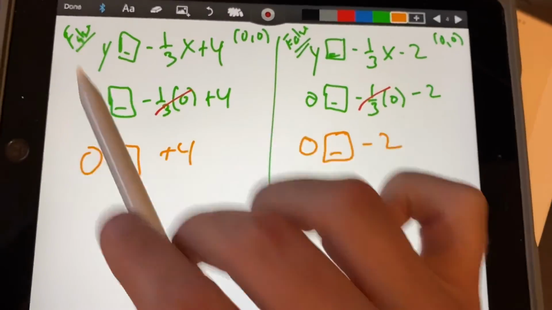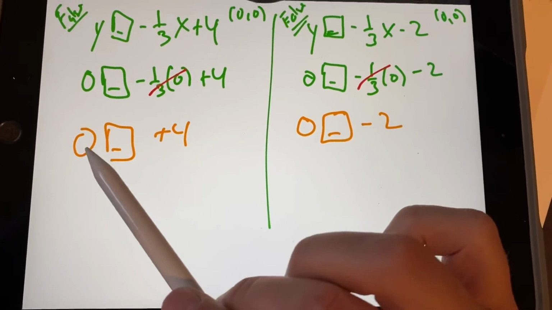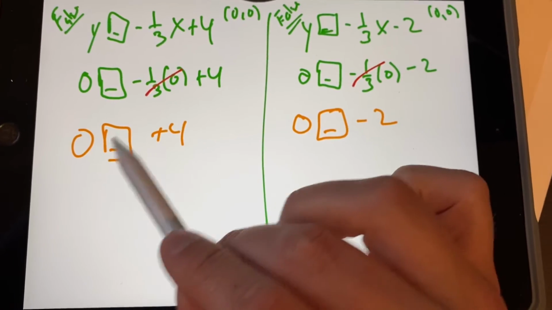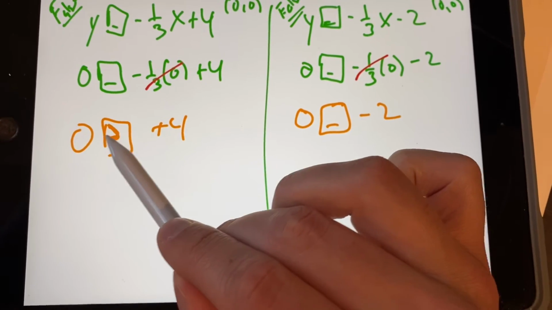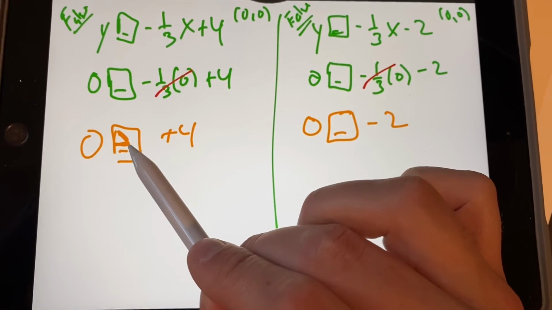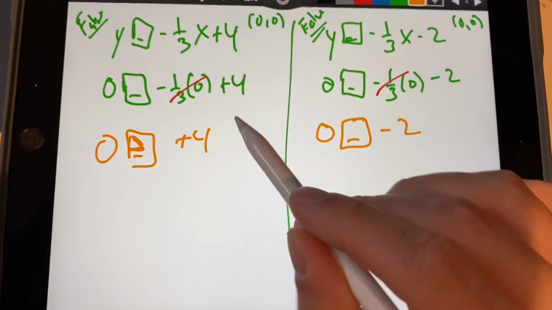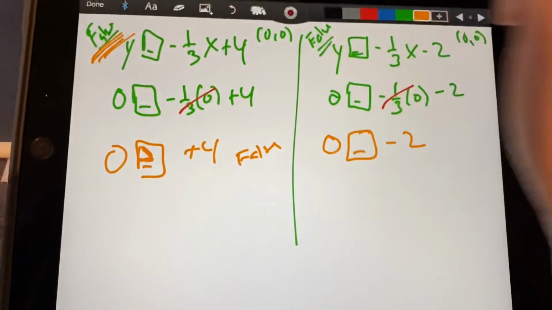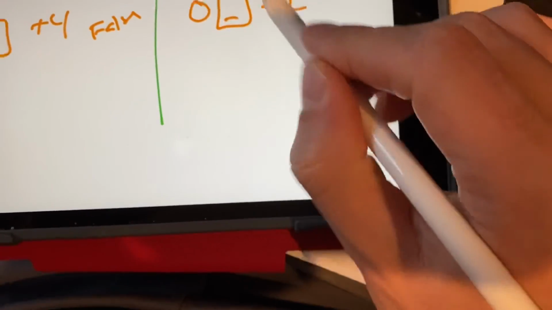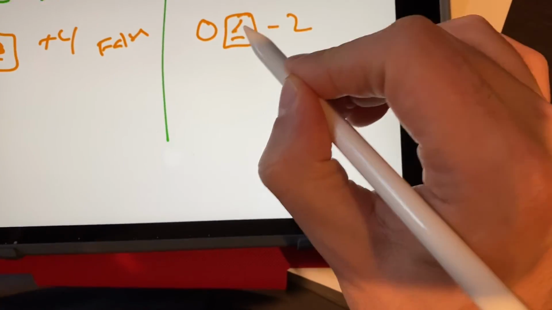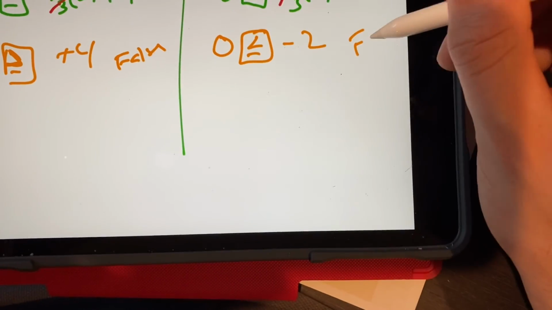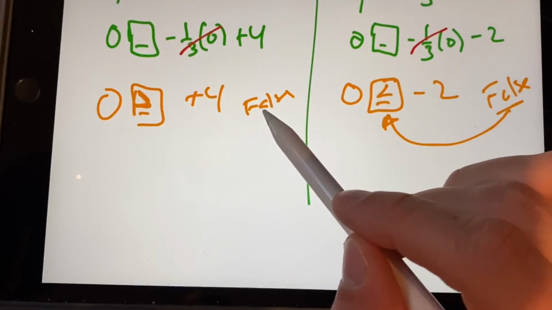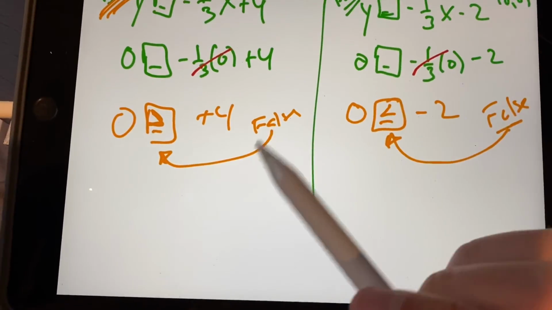So remember, I want it to be false. We know that 0 is actually less than 4. But if I want it to be false, 0 being greater than 4 would be false. So if I put the greater than here, 0 greater than 4 is a false statement, which is what I'm looking for. I'm looking for the false. Same thing here. What would make this false? Saying that negative 2 is greater than 0. That's a false statement. That's what I'm looking for. The reason I'm doing this is to find out what the inequality is. That's the only reason why I'm doing it.